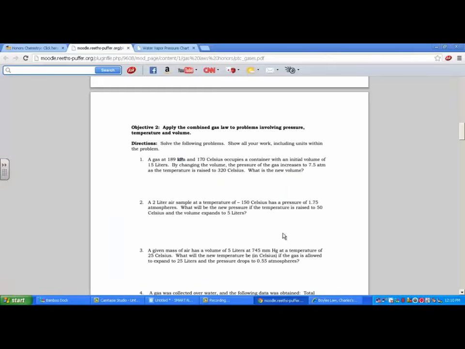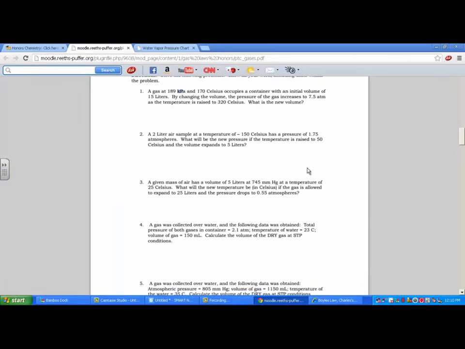What's next? Given mass is occupying a 5-liter 745 mmHg and the temperature. So bam, first sentence gives us V1, here's P1, here's T1. Let's solve for the new temperature. Come back to us in Celsius. If the gas is allowed to expand to 25, pressure dropped to 0.55 atmospheres. All right, no worries. I just noticed we have a mmHg and an atmosphere, so we'll fix that when we get our problem set up.